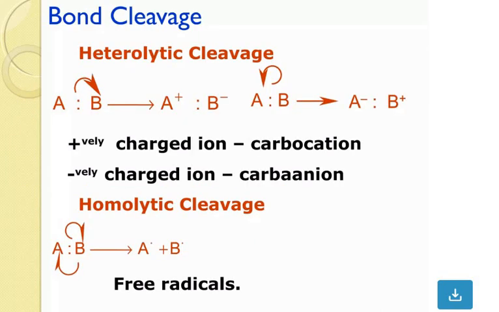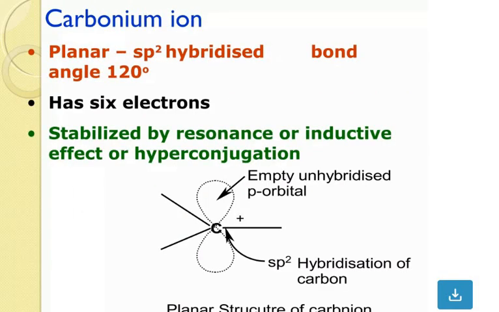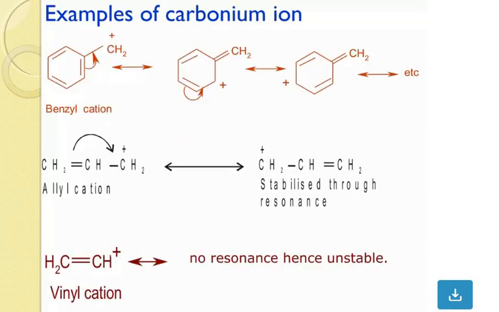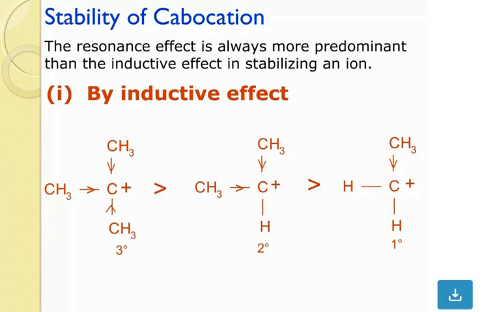Bond cleavage: heterolytic cleavage gives a positively charged ion, the carbocation, and a negatively charged ion, the carbanion. Homolytic cleavage gives free radicals. The carbocation is planar, sp2 hybridized, with bond angles of 120 degrees and 6 electrons, stabilized by resonance, inductive effect or hyperconjugation. It has an empty unhybridized p orbital, sp2 hybridization of carbon, and a planar structure. Now you can see examples of carbocations: benzyl cation, vinyl cation.